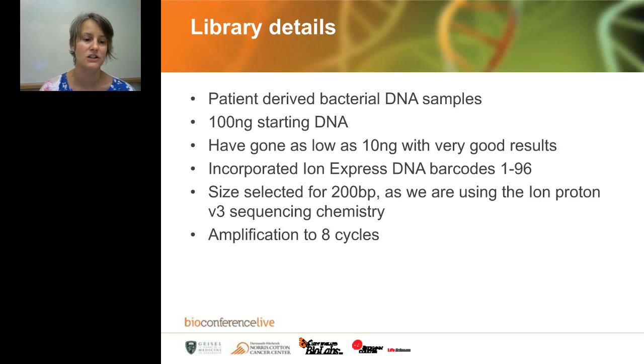As I've mentioned, we incorporated the Ion Xpress DNA barcodes. We are using the Ion Proton to do the sequencing here, and we use the version 3, most recent chemistry, for doing 200 base pair sequencing. So we really wanted to get a fairly tight library distributed right around the 200 base pairs. And we amplified this to 8 cycles during the preparation.